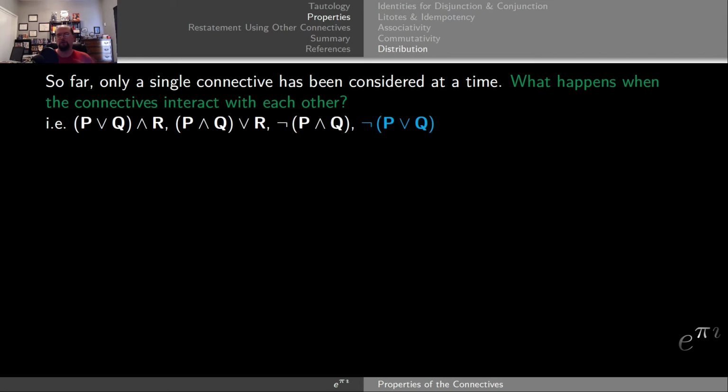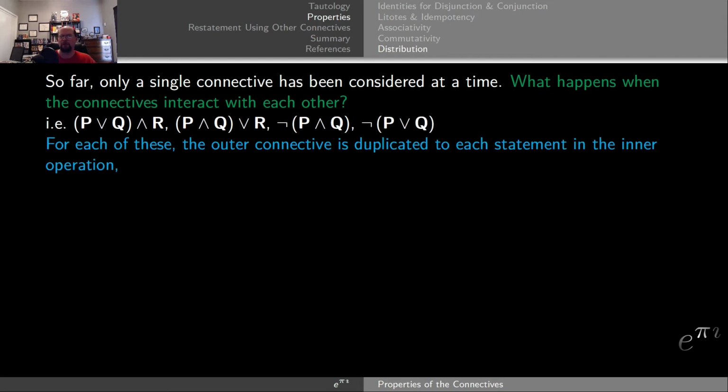Well, turns out for all four cases, the outer connective is duplicated to each statement of the inner operation, effectively distributing amongst them. So let's take the first example here, which is P disjunction Q conjunction with R.